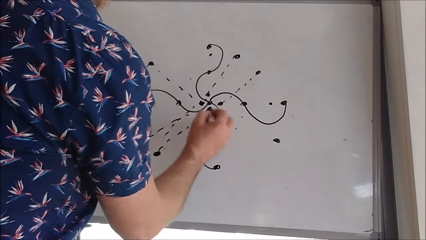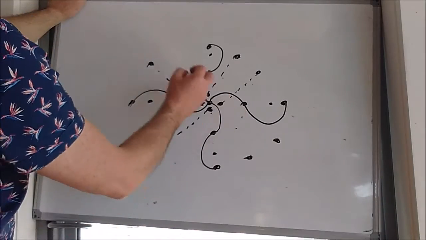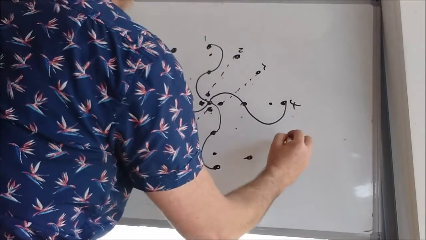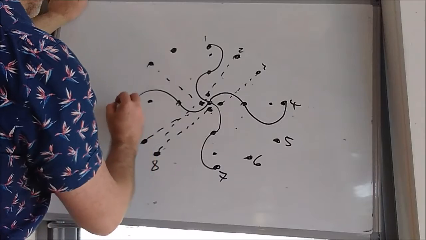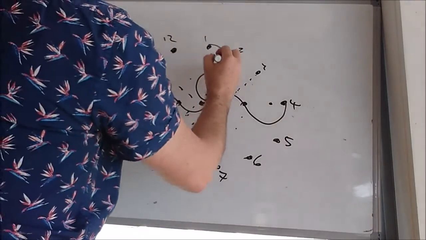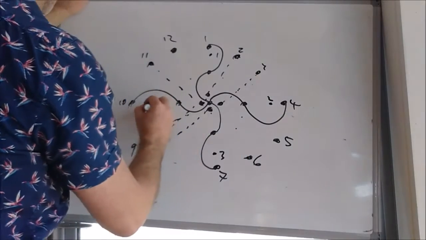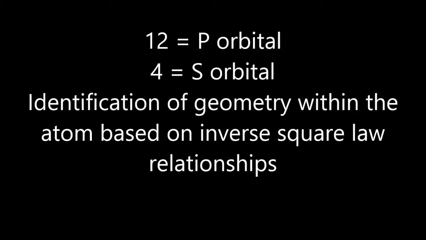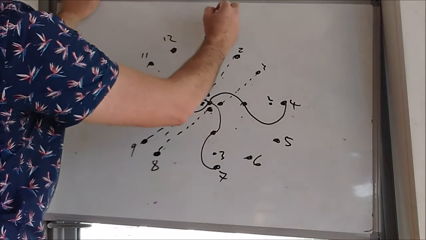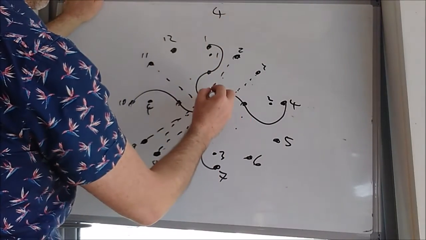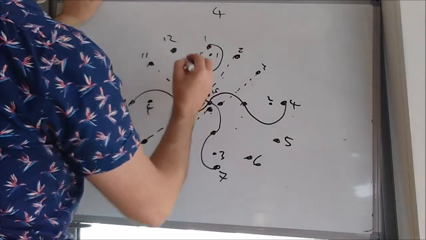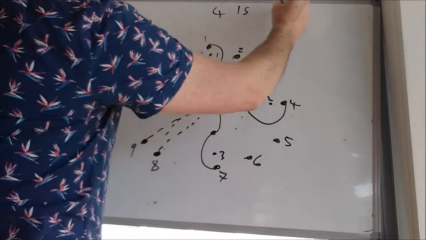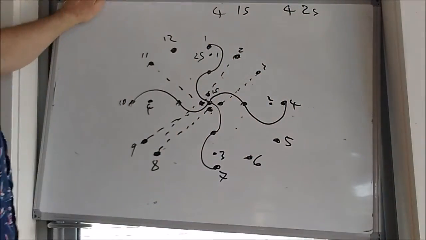So there should be 12 there. So 1, 2, 3, 4, 5, 6, 7, 8, 9, 10, 11, 12. And we've got the 1, 2, 3, 4. Four in, so that's 1s, this is 2s. Okay, 4 in the 1s, and then 4 in the 2s orbital.